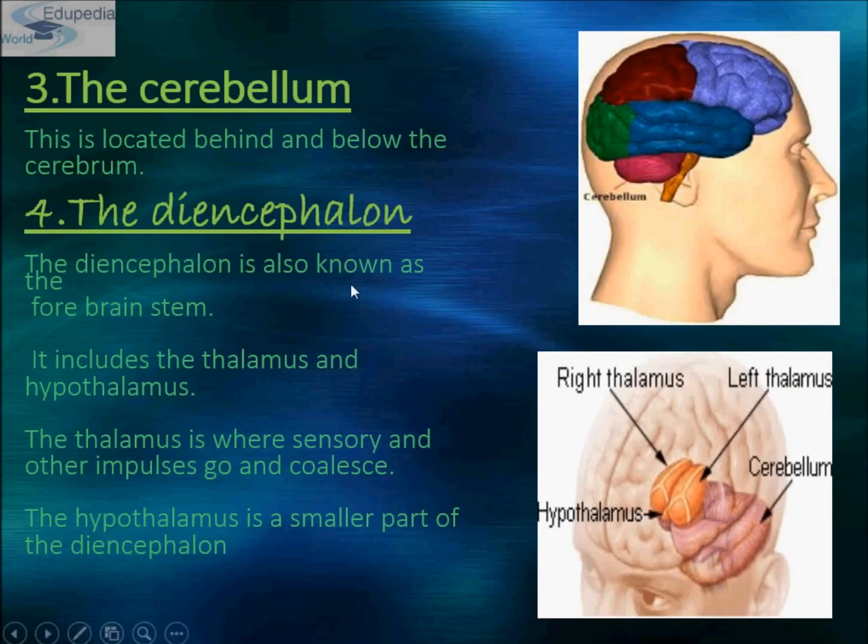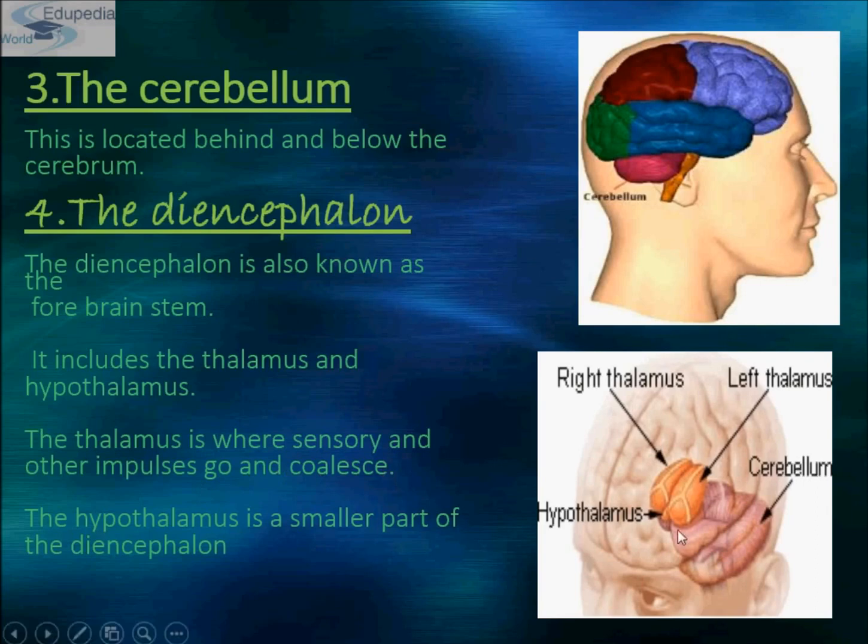Now comes diencephalon. What does diencephalon do? Diencephalon is also known as the forebrain stem. It includes thalamus and hypothalamus. And thalamus is again divided into two, right thalamus and left thalamus. The thalamus is where sensory and other impulses go and coalesce, or means joins.